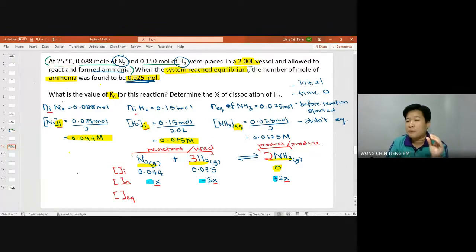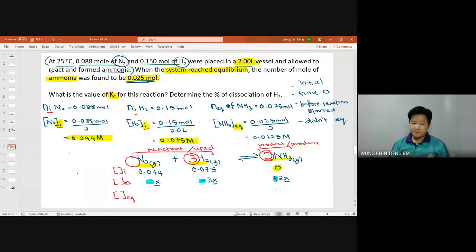The changes were based on what? The changes were based on the stoichiometry that you have. Kalau stoichiometry dia 1, so it will become minus 1x. Kalau dia adalah 3, so it becomes minus 3x as a reactant. 2 NH3, we produce 2 moles of NH3. So positive 2x. Nampak? The importance of your balanced equation. Is that clear?